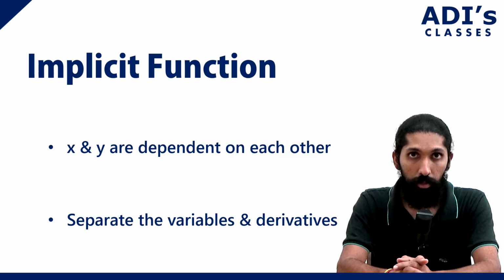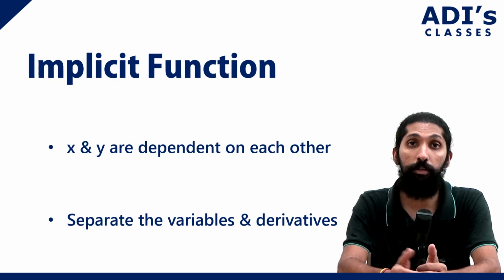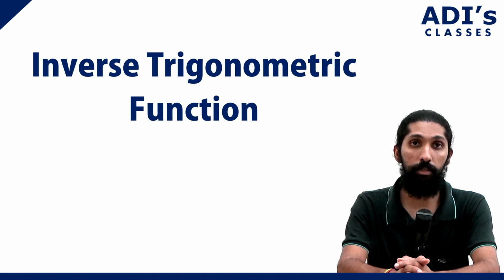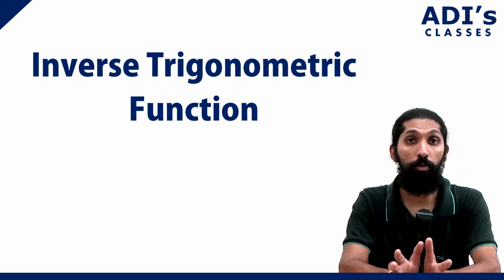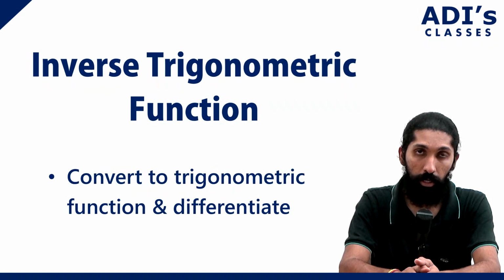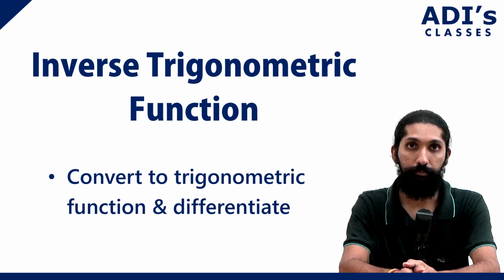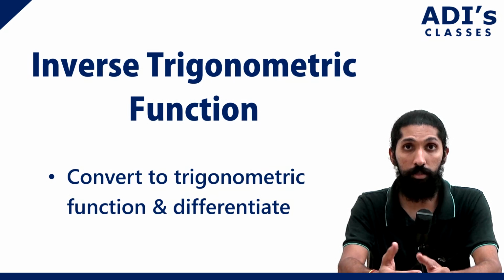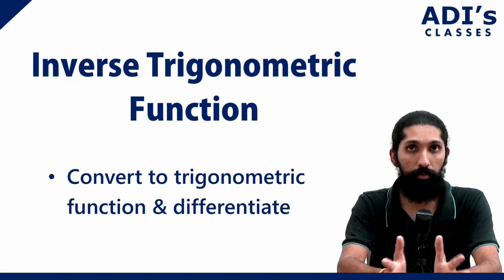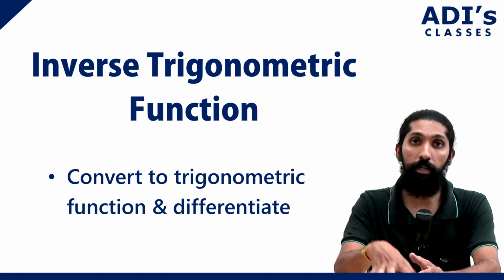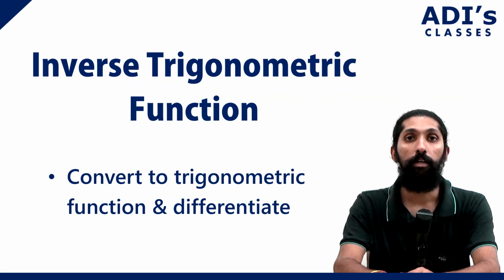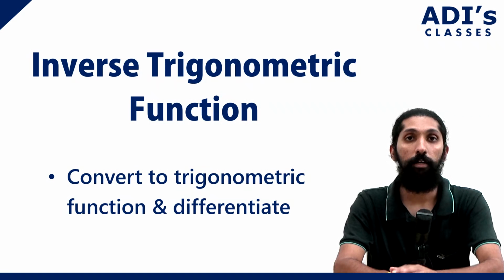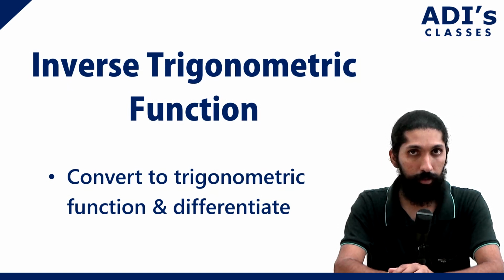Now after implicit function, we looked into the inverse trigonometric function. Every time you have an inverse trigonometric function, you convert this into trigonometric and then differentiate it. Every inverse trigonometric function, like sine inverse x, cot inverse, secant inverse, whatever it might be, has a particular derivative. So you need to understand how to differentiate them. This is the inverse trigonometric function.